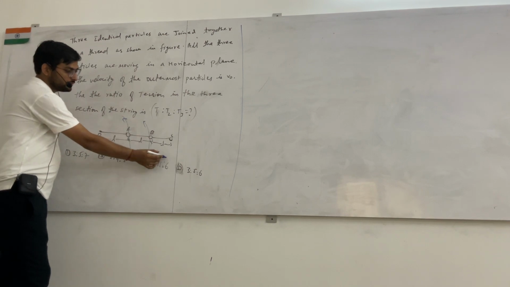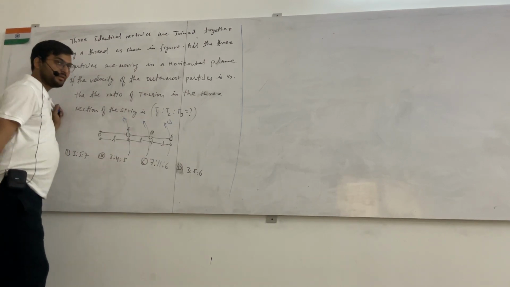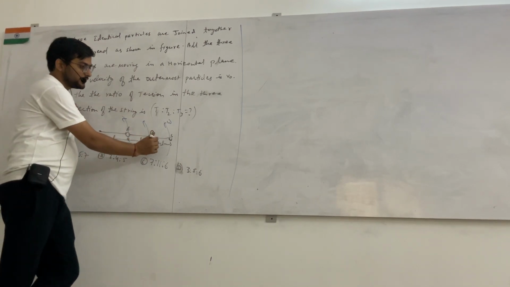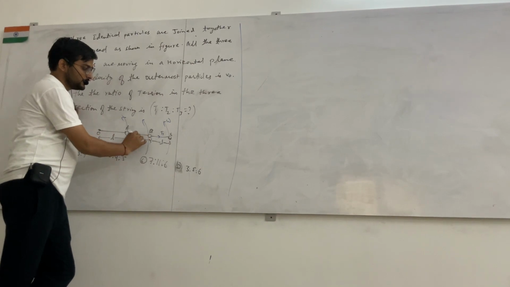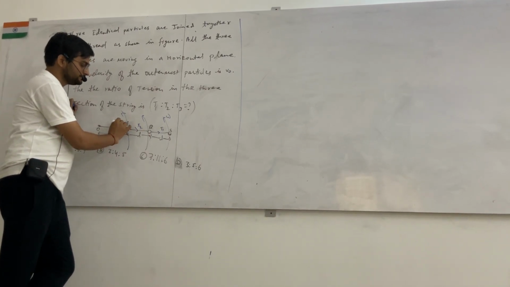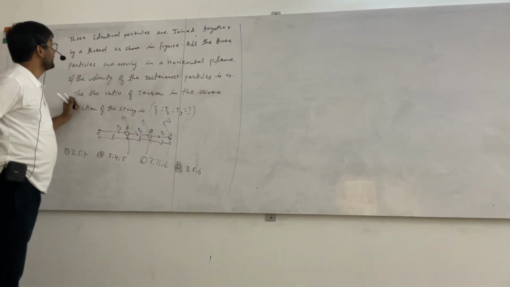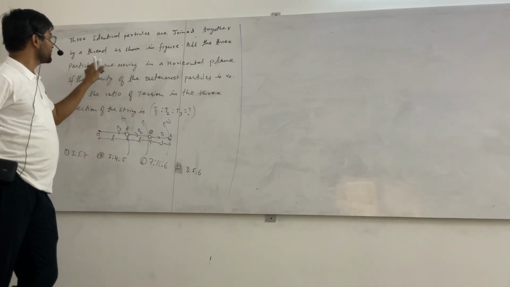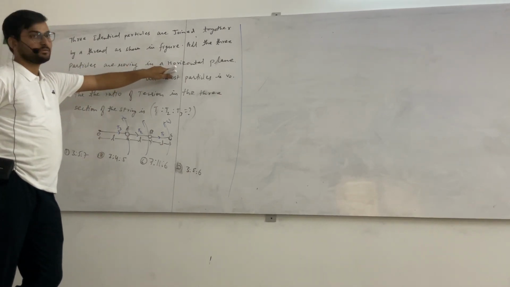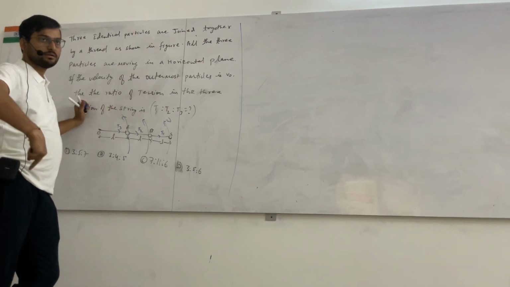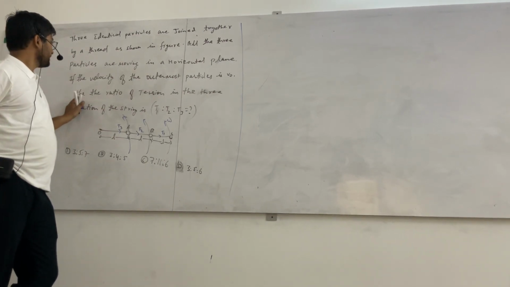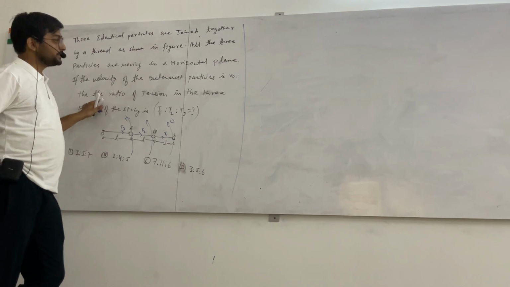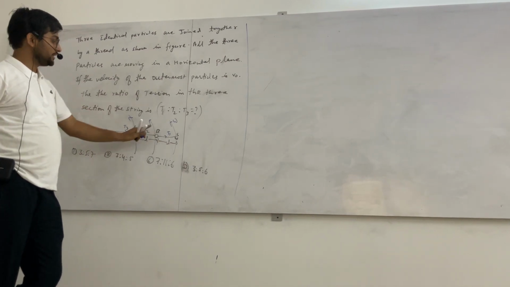If all particles are moving in this way with omega, then what is the tension of the string? Suppose this is the tension T1, this is the tension T2, and this is the tension T3. According to the question, the thread is as shown in the figure, and all of these particles are moving in a horizontal plane. All are moving in a horizontal circular motion. And in the question, they want the ratio of tensions T1, T2 and T3.